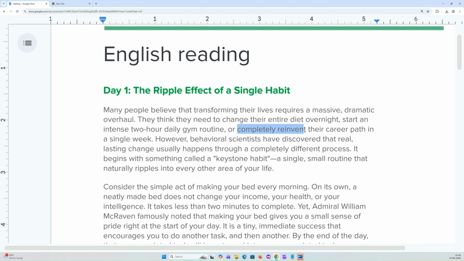However, behavioral scientists have discovered that real, lasting change usually happens through a completely different process. It begins with something called a keystone habit, a single, small routine that naturally ripples into every other area of your life.